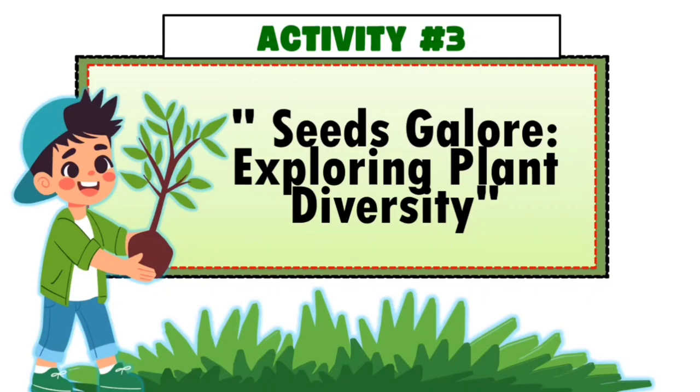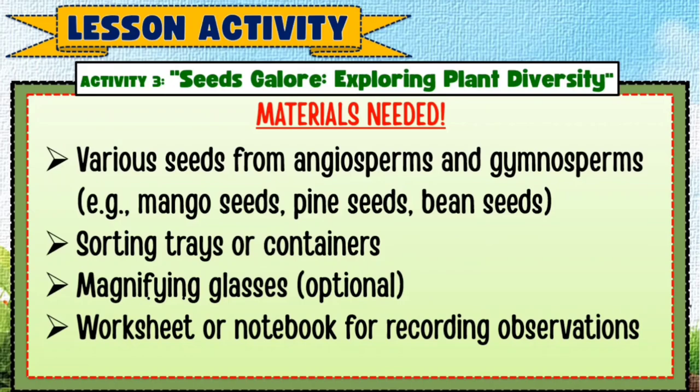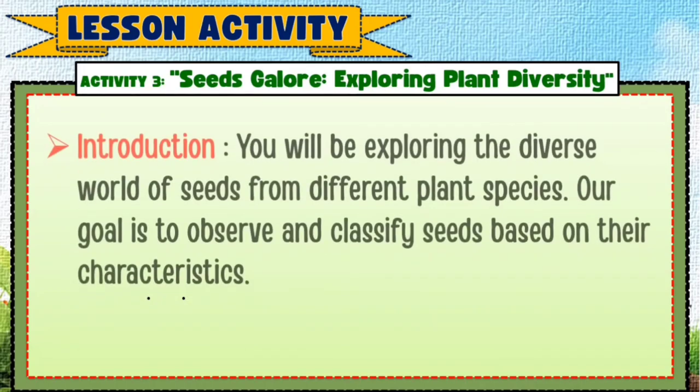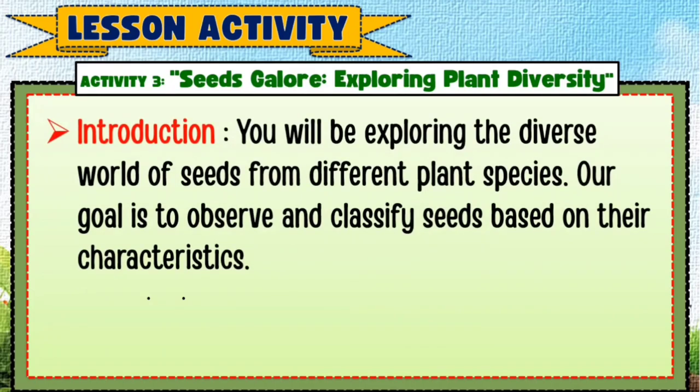Materials needed. Various seeds from angiosperms and gymnosperms, such as mango seeds, pine seeds, and bean seeds. Sorting trays or containers, magnifying glasses, worksheet or notebook for recording observations. Introduction. You will be exploring the diverse world of seeds from different plant species. Our goal is to observe and classify seeds based on their characteristics.